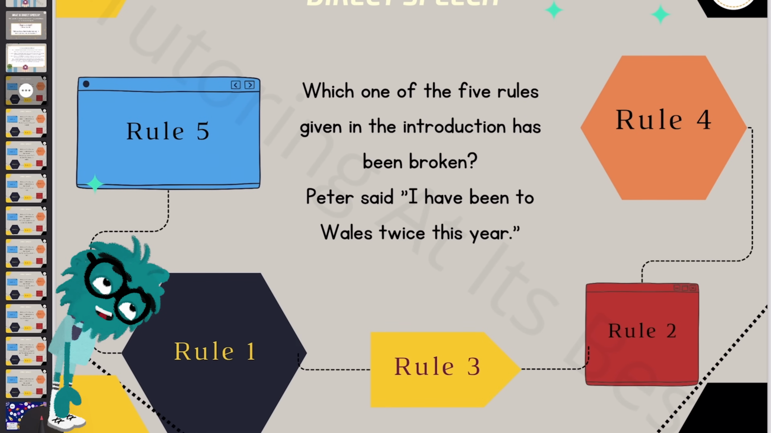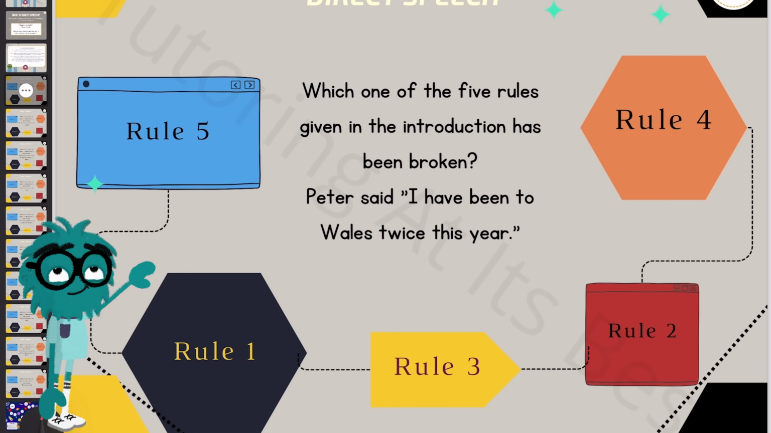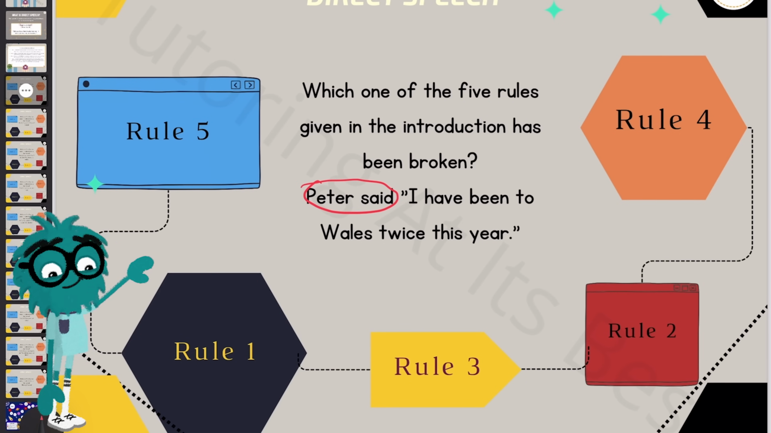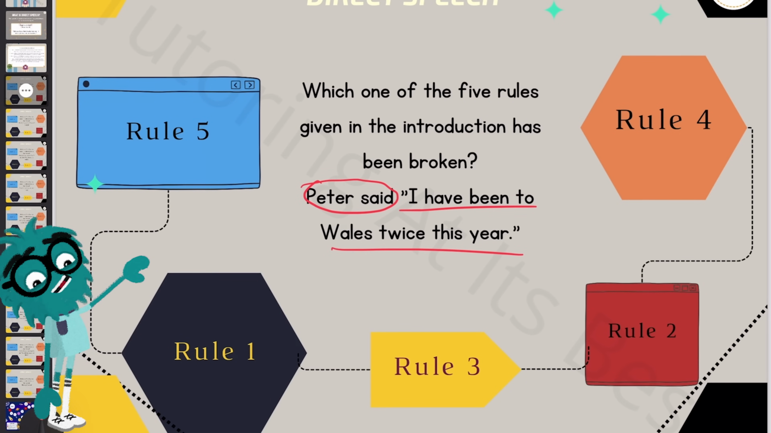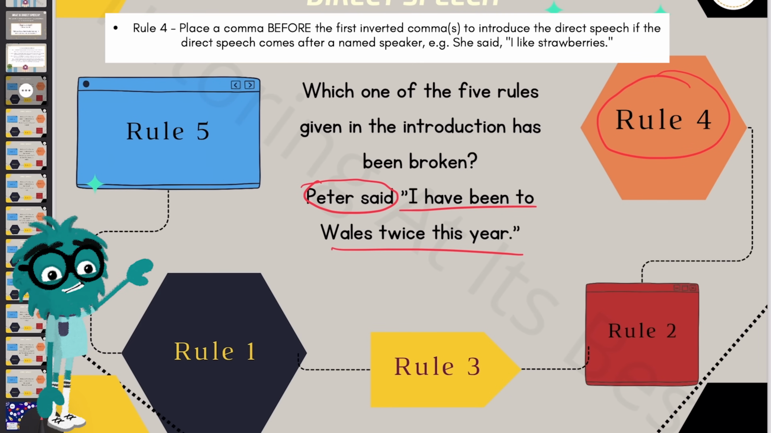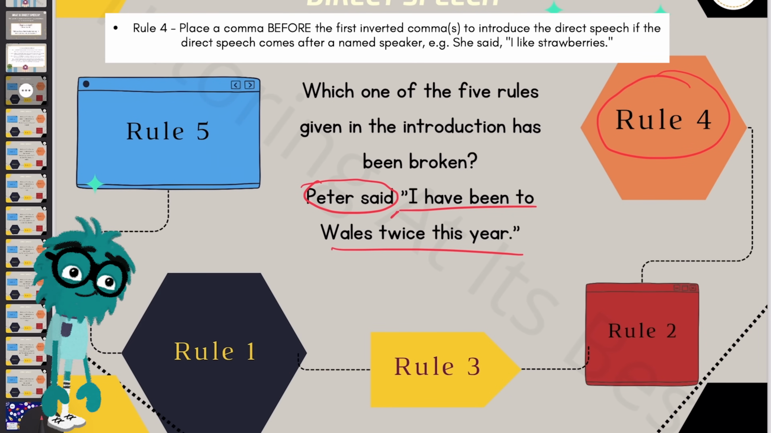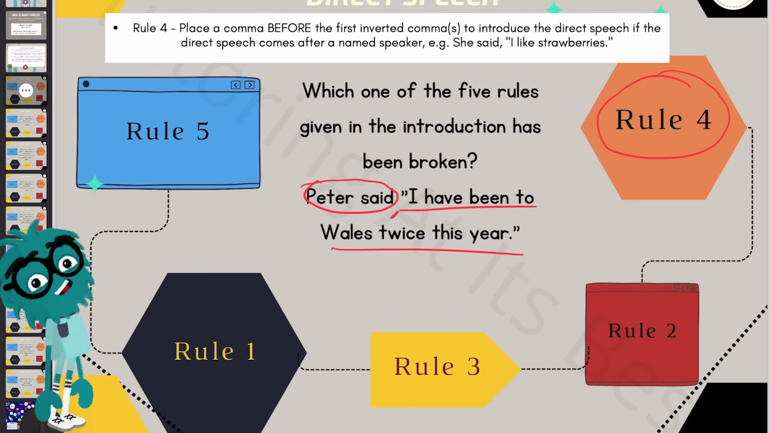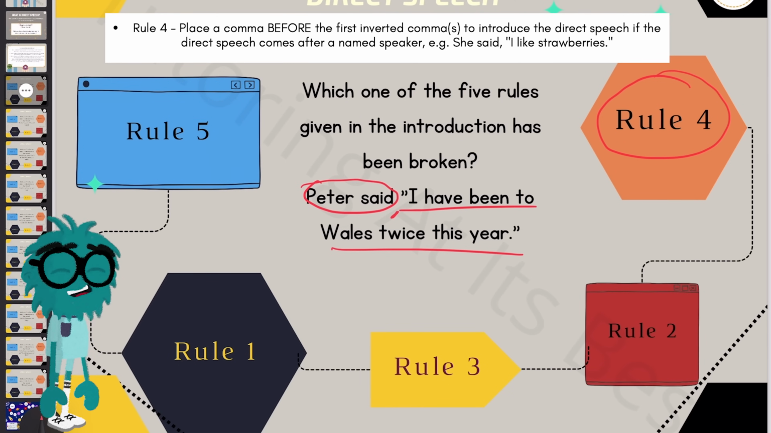And remember, that's only if the direct speech comes after a named speaker. So here's a named speaker and the speech comes after. So in this case, the correct answer is rule 4. It should have been, Peter said, comma, "I have been to Wales twice this year." So as you can see, because the speech goes after the named speaker, we must put in a comma. So rule 4.